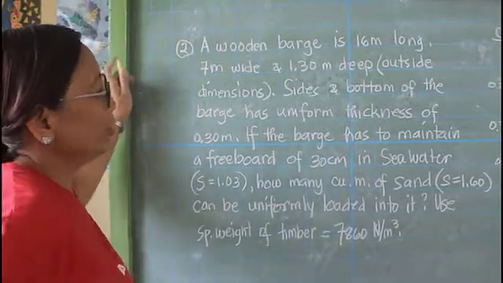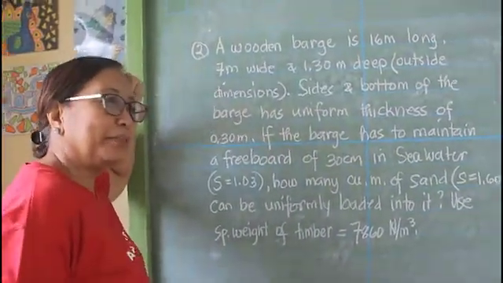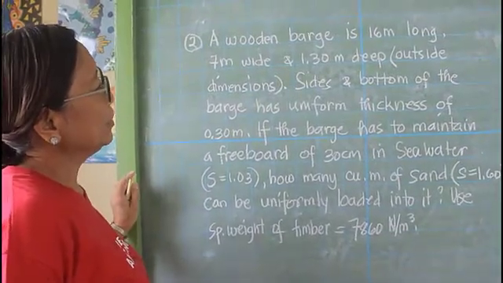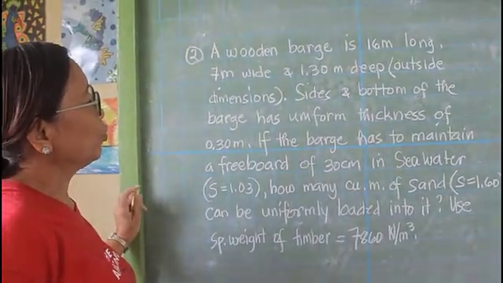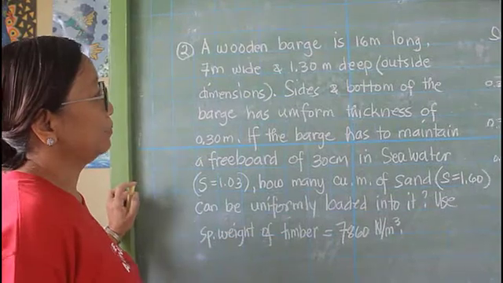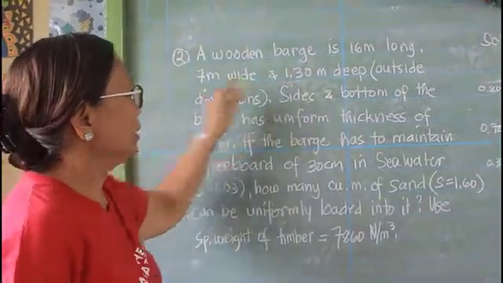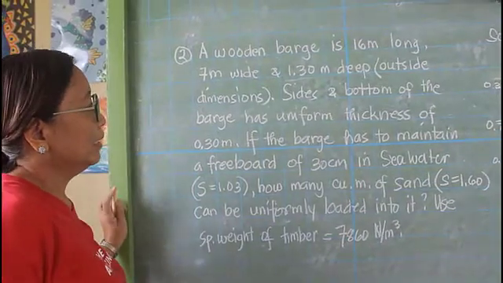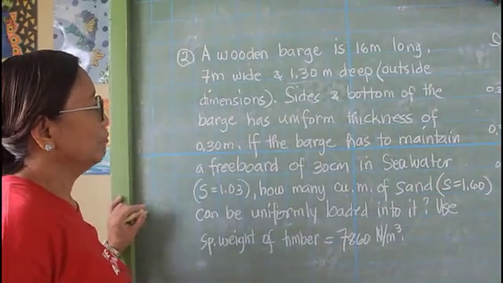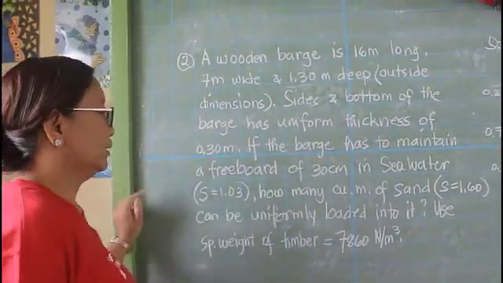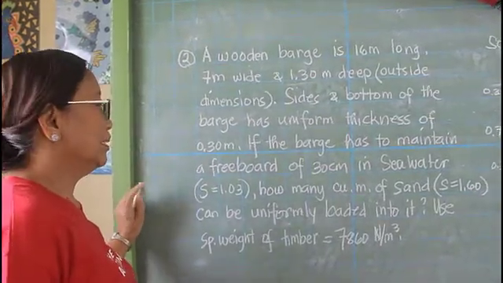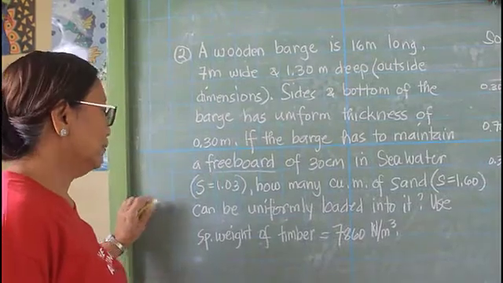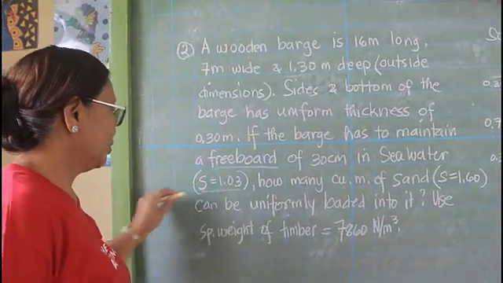Okay. So, continuing our discussion of the Archimedes principle, let us read the problem. A wooden barge is 16 meters long, 7 meters wide, and 1.3 meters deep. This measurement is the measurement of the outside dimensions of the barge. Then, the sides and bottom of the barge has uniform thickness of 0.3 meters.